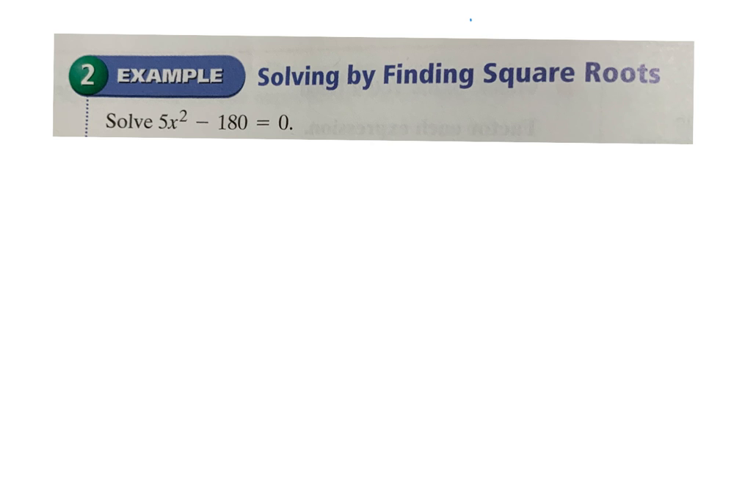And so if I have something like this, I can actually add that 180 over. So instead of solving by factoring, I'm going to solve by finding the square root. So I am going to get everything on the other side except my x squared. We're trying to isolate the x squared. So we have 5x squared equals 180.